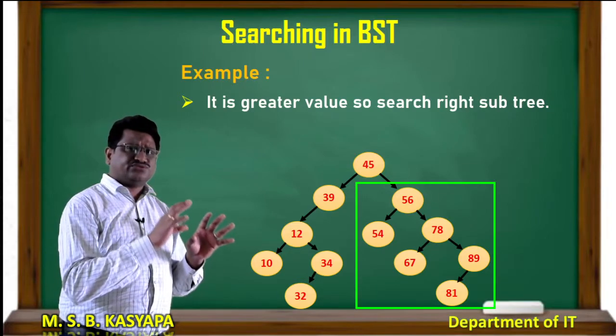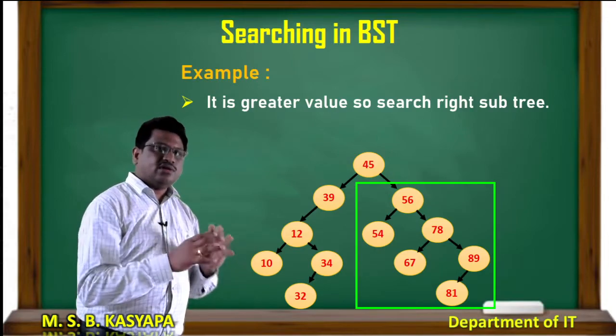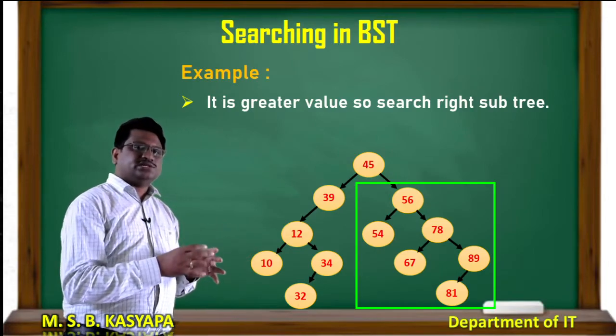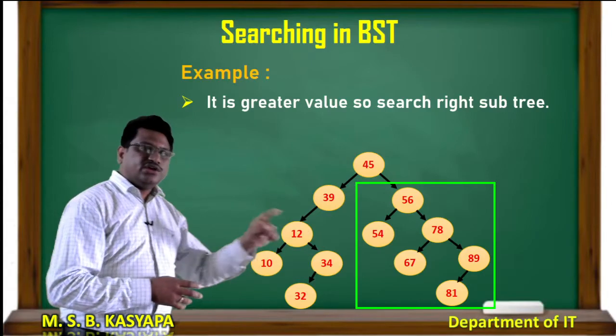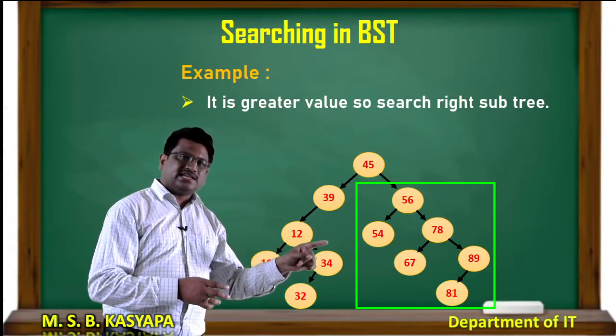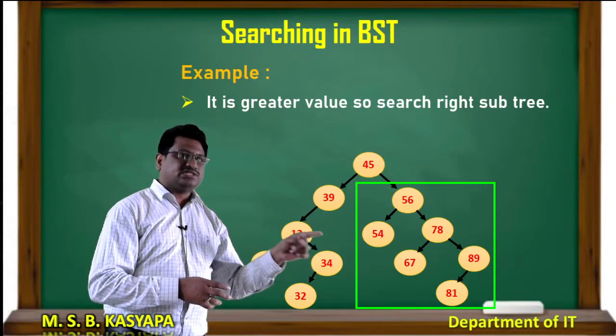So, this 56, 54, 78, 67, 89, 81, it is the right subtree. Now, I have to continue my searching process in this right subtree. If I take this subtree alone, then 56 is my root.